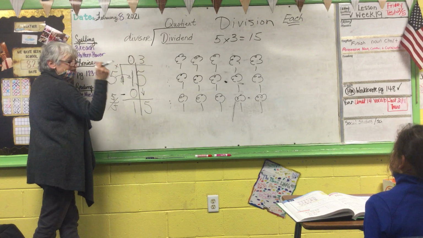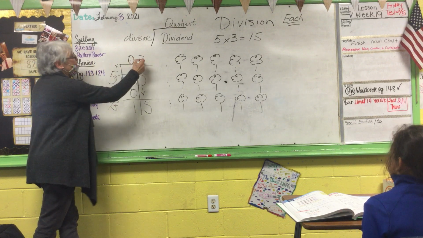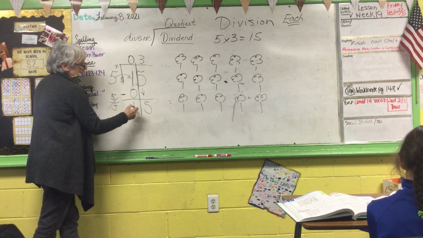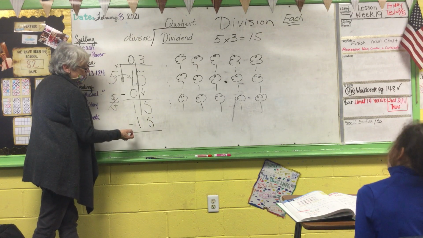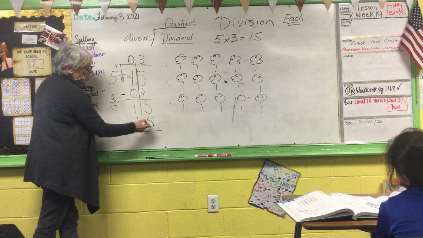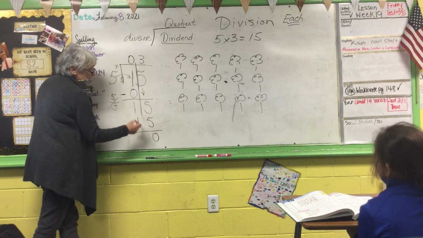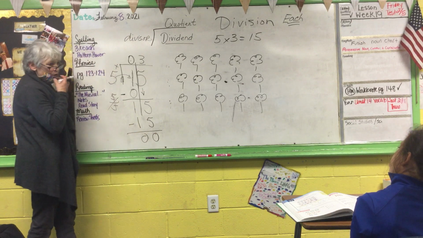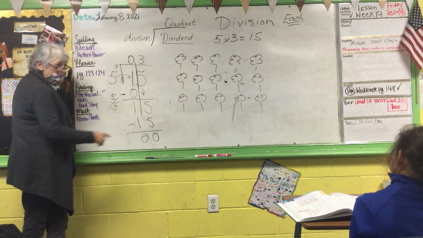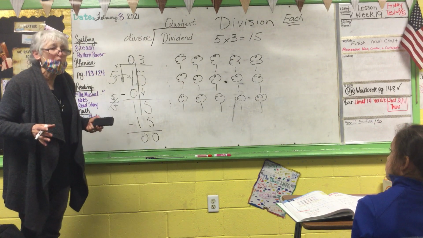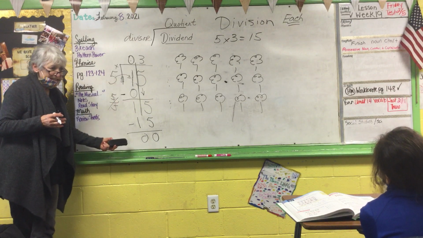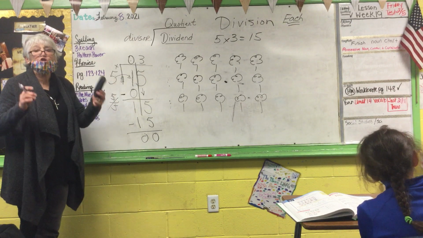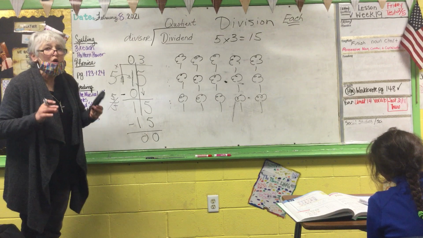All right, you divide, then you what? Multiply. 3 times 5 is? 15. 15 take away 15? I have no remainder. Now, this is an important step, too, because you're going to be having remainders at some point. If we do it like this, you won't ever put your answer in the wrong column.